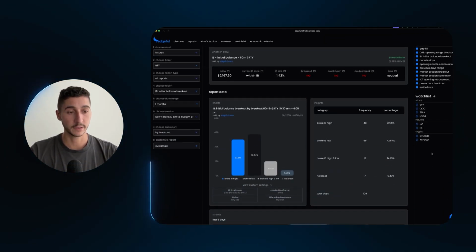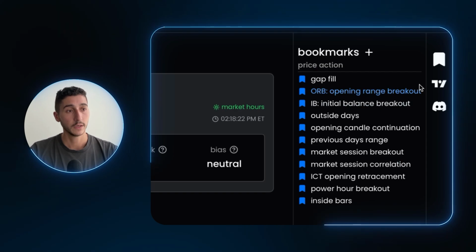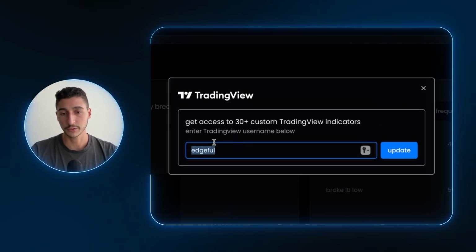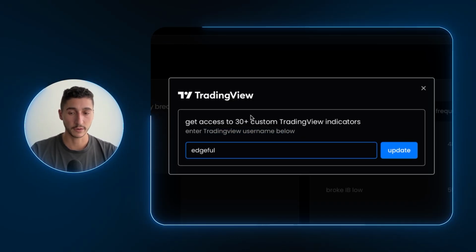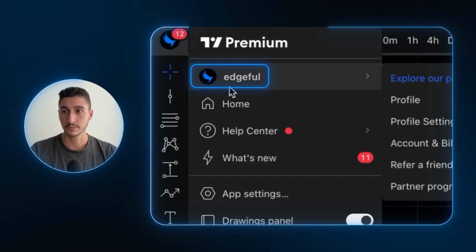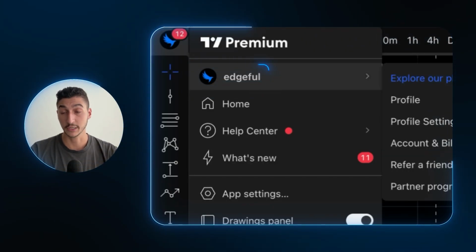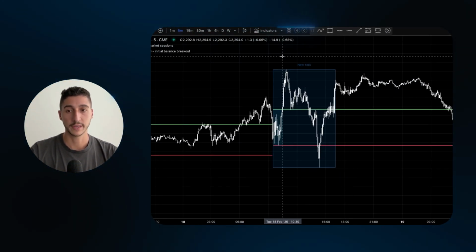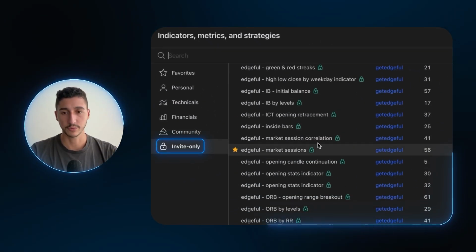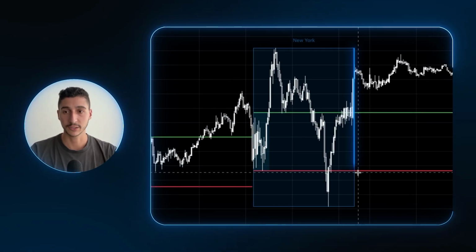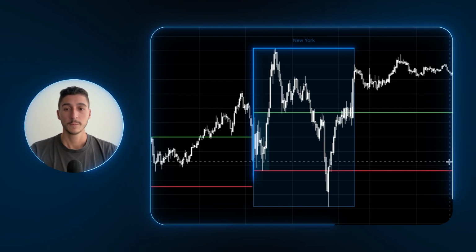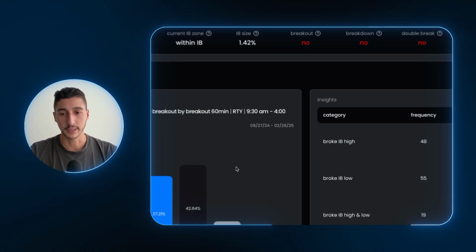If you want to get access to this as part of your edgeful plan, if you go over here, you can click on that and it's going to give you a prompt to put your TradingView username in here. The way you find your username is you click here at the top left of your TradingView platform, and you can see here, mine is edgeful. Whatever yours is, you should put that in. Once you go to your indicators, you're going to see invite only. You want to use the initial balance and you want to use the market sessions. Market sessions outline the session that you're looking at. Super important to understand what you're actually reviewing in edgeful.